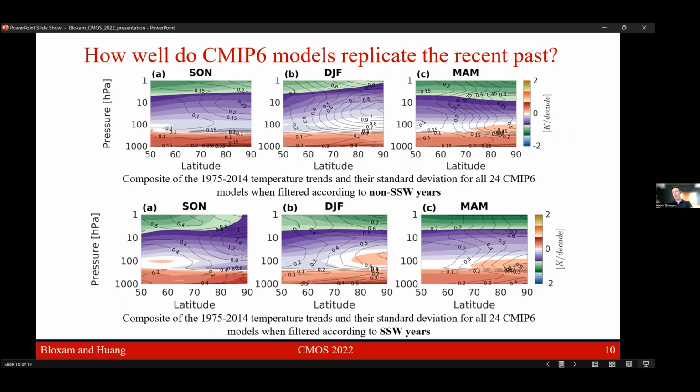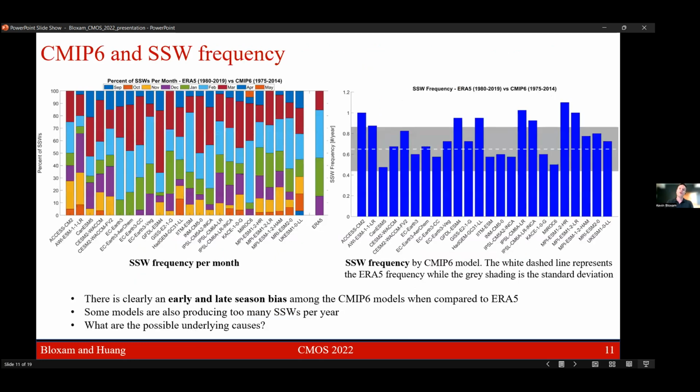And so this is where I have to take pause. Before I go into looking at the future trends, I really need to understand what's going on here, and which models I can trust that are actually replicating the recent trends that we see in the atmosphere. So we need to understand what's going on with the SSWs that are being detected or produced in these models.